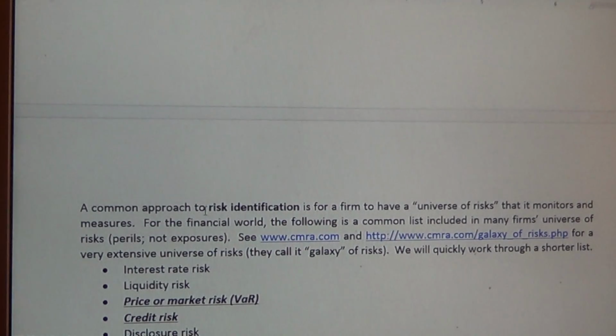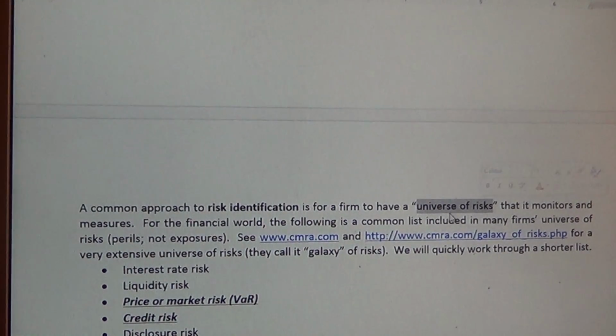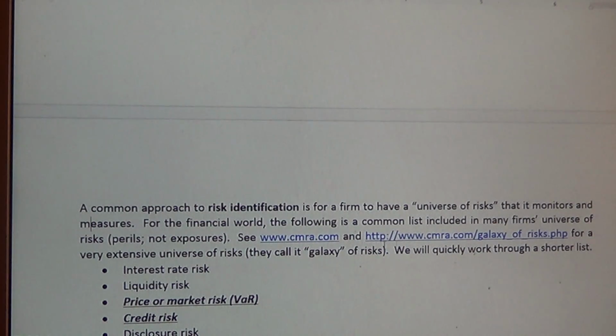A common approach to risk identification is a universe of risk. It's a list of risks that a firm is interested in managing, to keep them in different categories. We went to CMRA's site, and you can go to these sites. CMRA actually has what they call a galaxy of risk, which lists all the risks that they think through. It's a fairly comprehensive, extensive list. We're going to be working with this list, a shorter list, but a very common one.